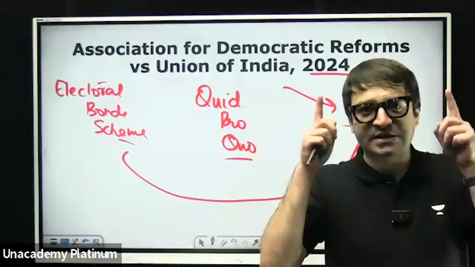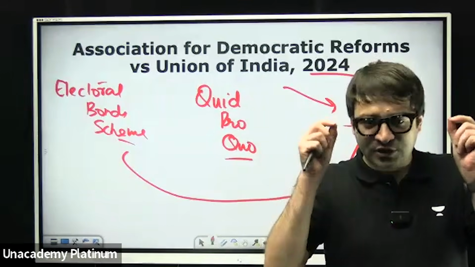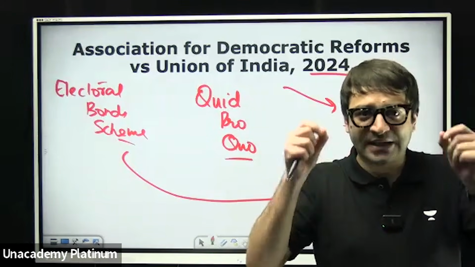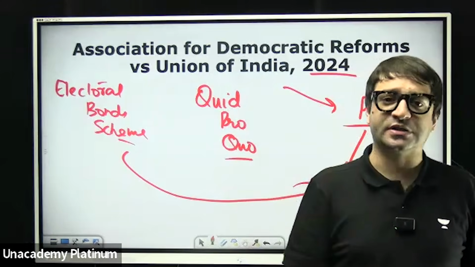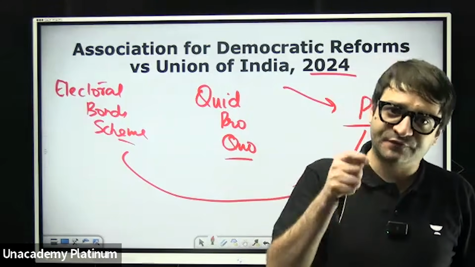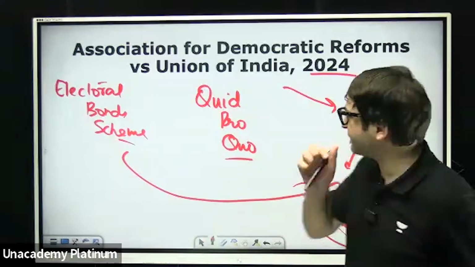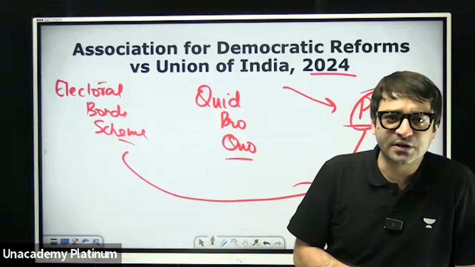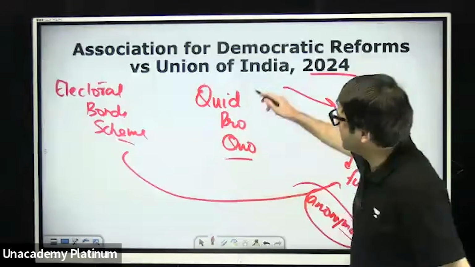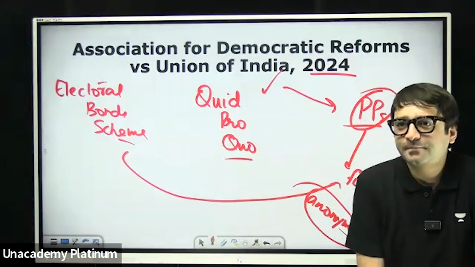My lord, previously you said that voters have the right to know the antecedents of the candidates contesting elections by asking these questions. This time you give us the right to know who is funding these political parties. Supreme Court says, go Simran go, live your life. This is your fundamental right.